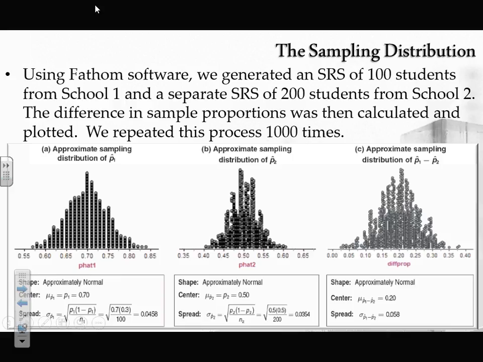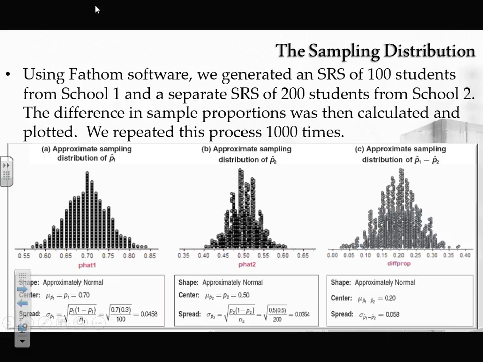Now, this is what they look like separately. But we said we want to compare. So we want to know what happens if we take the difference between these two schools. So notice they took school 1 minus school 2.